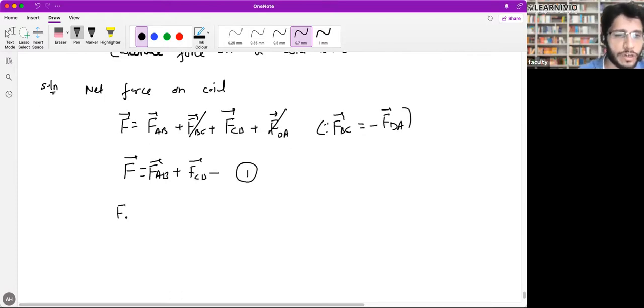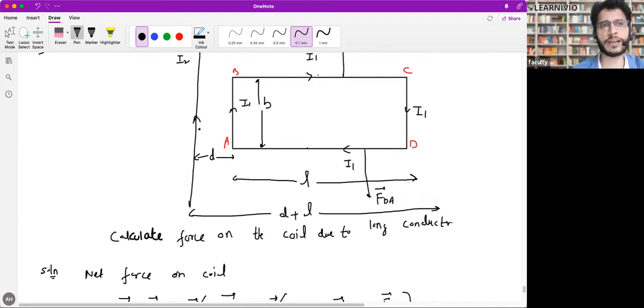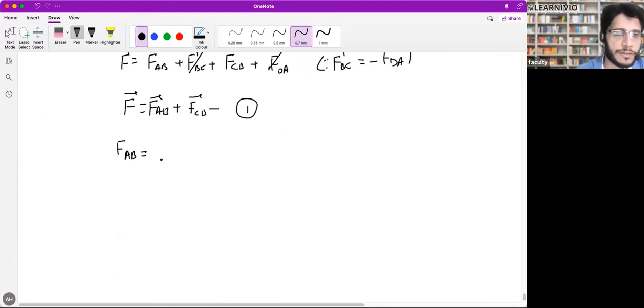Now let's try to calculate FAB. So what is FAB? FAB is force on this conductor due to this conductor. It's carrying current I1, it's carrying current I2. Ahmed, will you try force on this conductor due to this? The separation is D only. Yes, Ahmed, force on AB due to the long conductor. Mu naught I into 2 divided by 2 pi D.